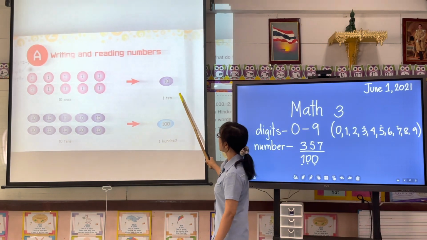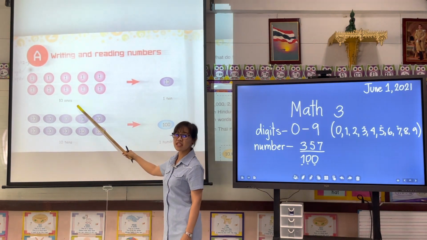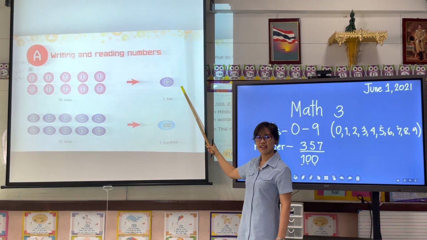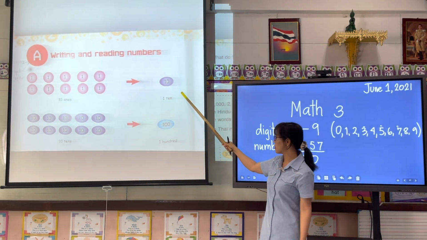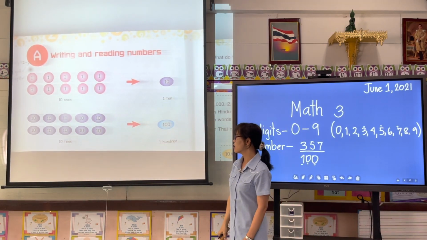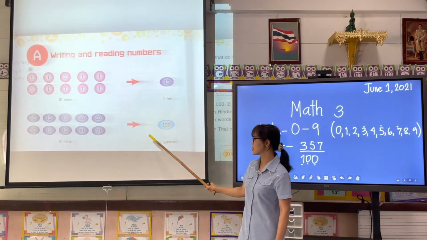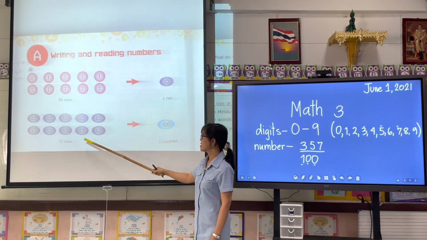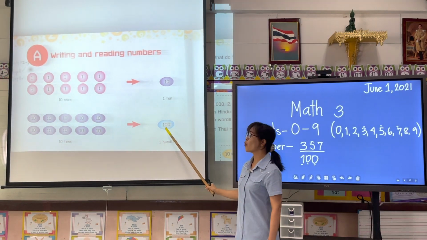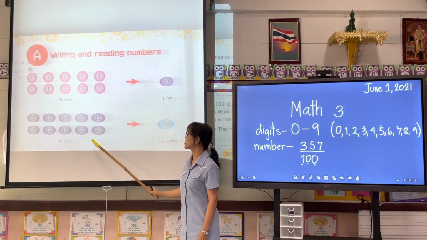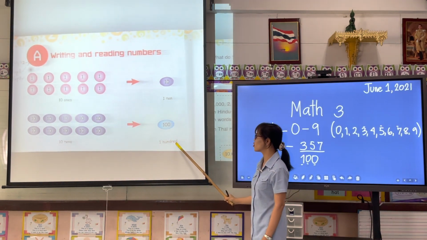Oops, by the way, 10 tens is equal to 100. Later on, we'll go to our place value. So, 10 tens is equal to 100. 10 groups of tens is equal to 100.